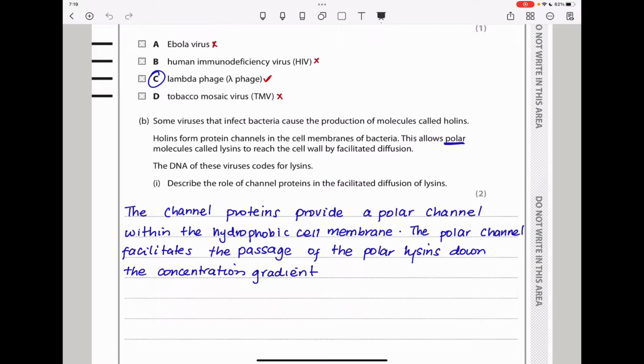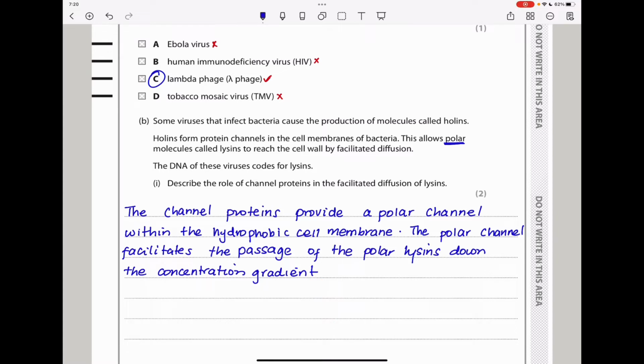So here, since we are talking about facilitated diffusion, we have to talk about movement from higher to lower, or following the concentration gradient, or you could say down the concentration gradient. And then we have to talk about how the proteins that create the channel are going to be arranged within the cell membrane. So I said the channel proteins provide the polar channel within the hydrophobic cell membrane. The polar channel facilitates the passage of the polar lysins down the concentration gradient.